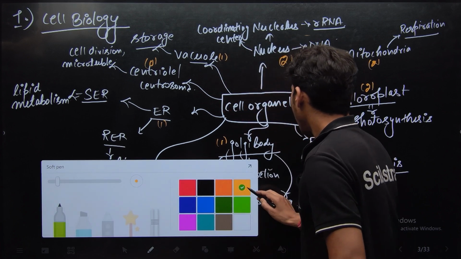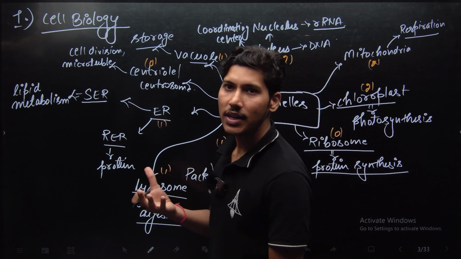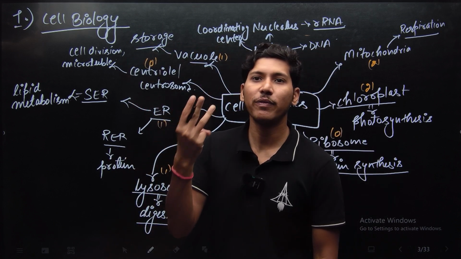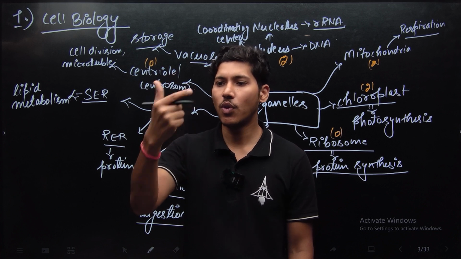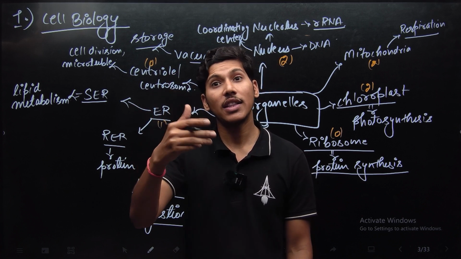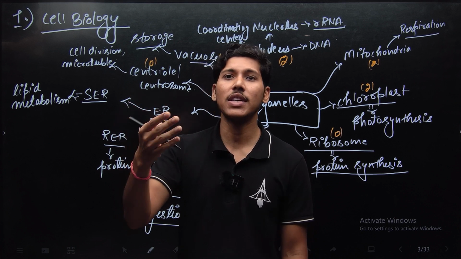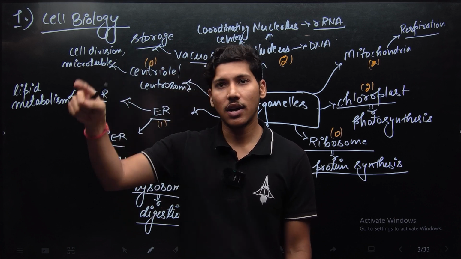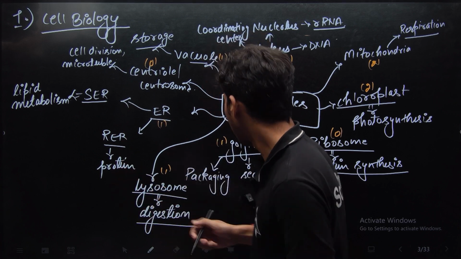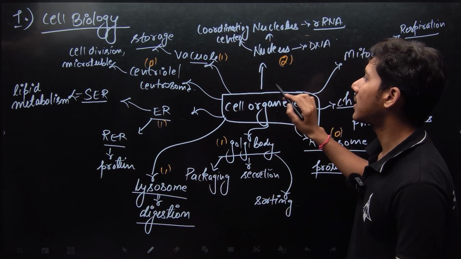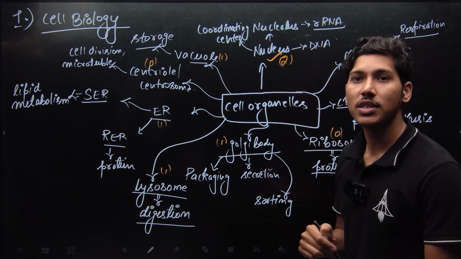Now, in this chapter, we have to mainly get an idea of three things. What are the different cell organelles in a cell? What are the functions of those cell organelles? And third, how many membranes are enclosing these cell organelles. Okay, let's see. We know that there are different cell organelles, starting from the most important, which is the nucleus.